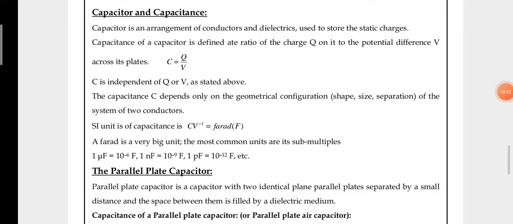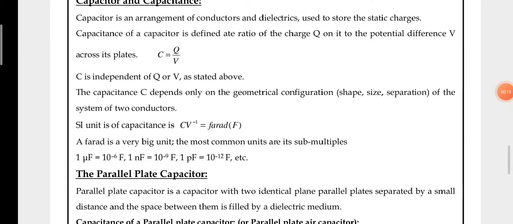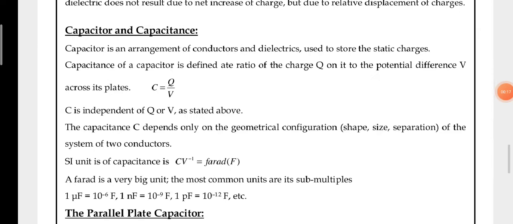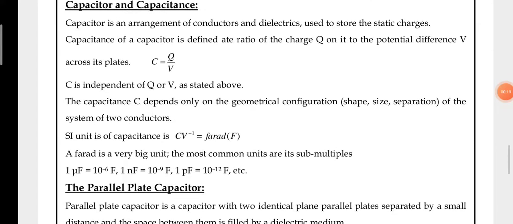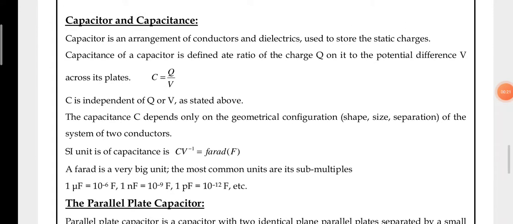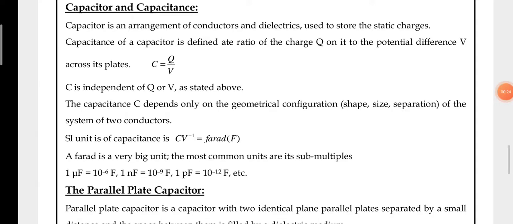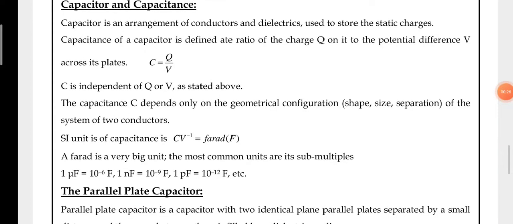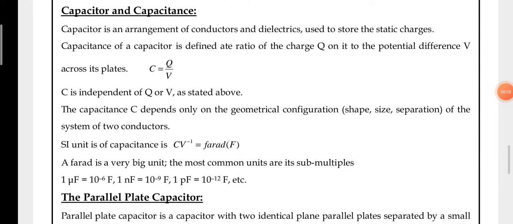Dear students, today we are having the revision class based upon the topic electric potential and capacitance, in which two videos we have completed already. In the third and last video, we are going to complete this chapter. That is capacitor. Let me begin with capacitor and capacitance.